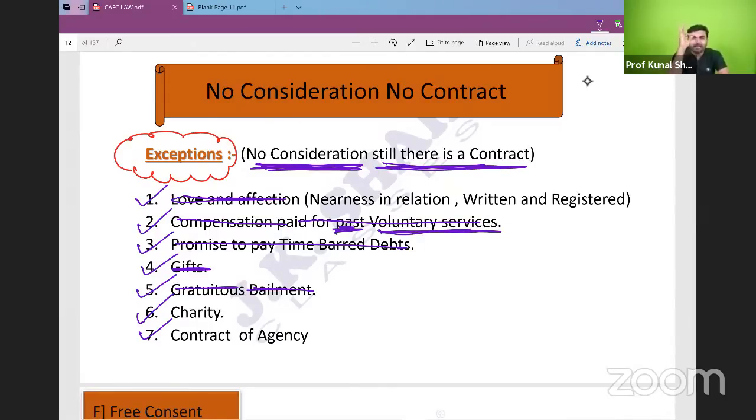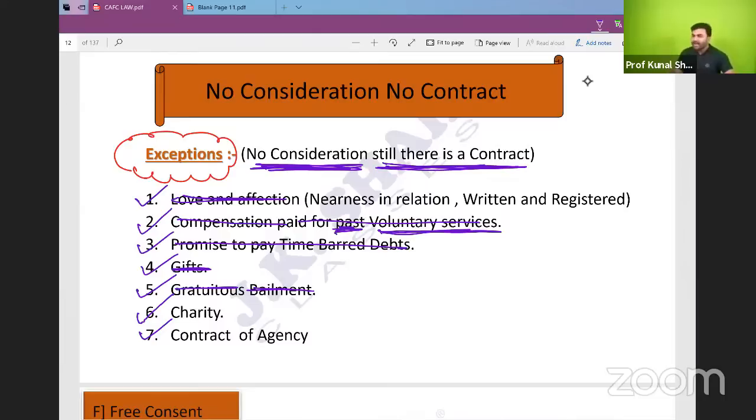Yes, friends, in your Inter CA, there is an individual topic called contract of bailment, wherein I am going to give you in-depth knowledge of the contract of bailment itself. Over here, when my friend has handed over the keys of the bike, once my purpose is accomplished, I need to give the keys back to my friend. I was not the owner of the bike, I was just having the possession of the bike. Generally, no consideration, no contract. But yes, if it is a case of gratuitous bailment, then no consideration, still there is a valid contract.